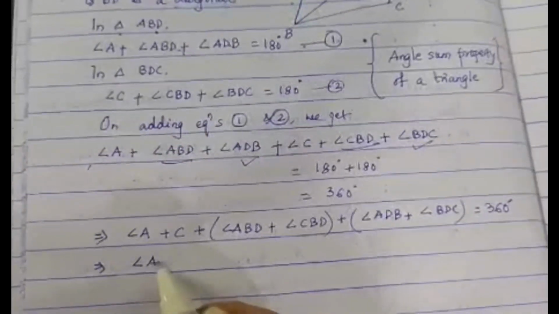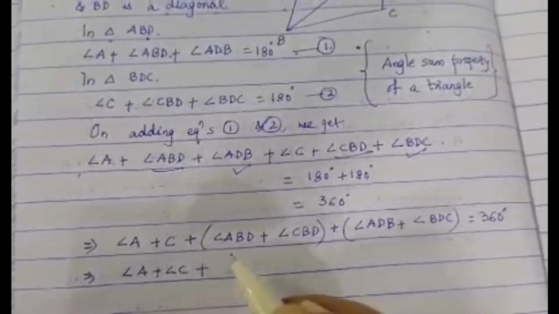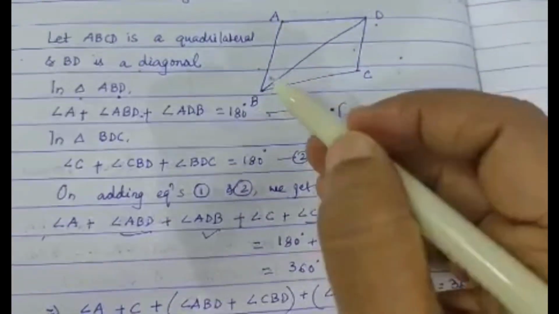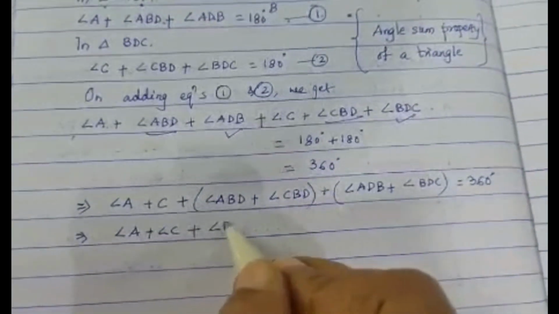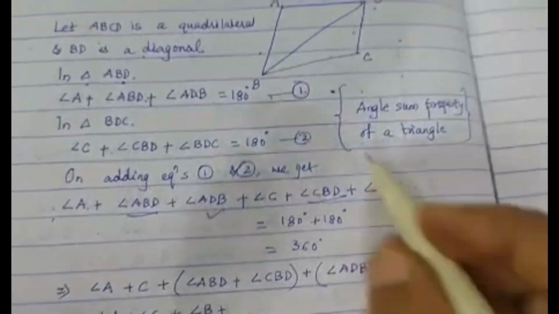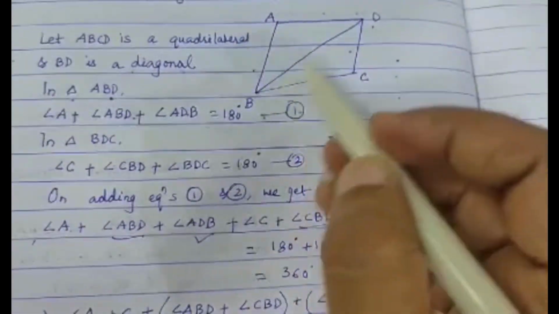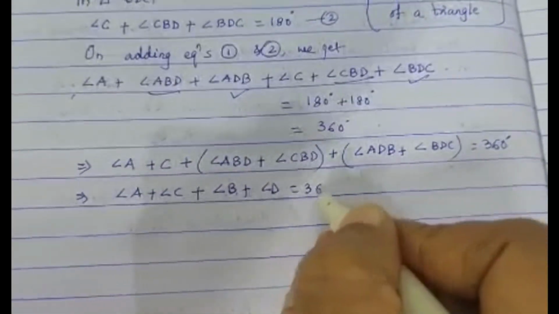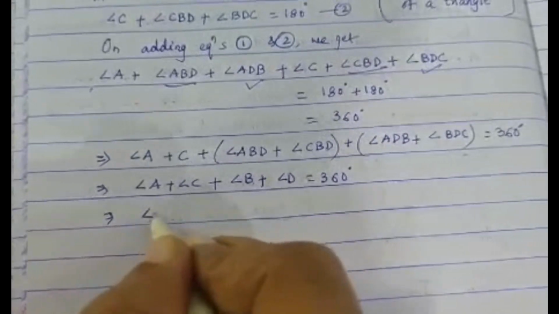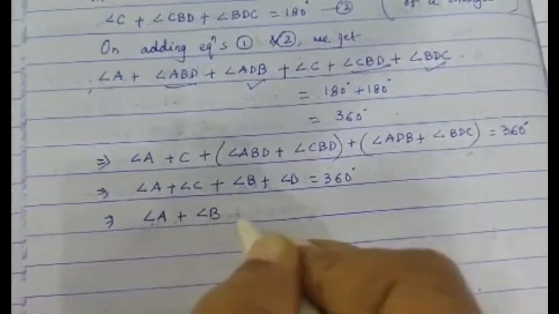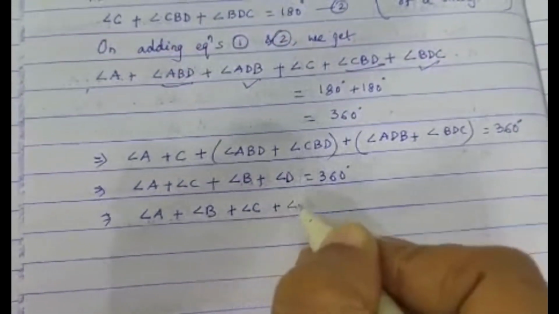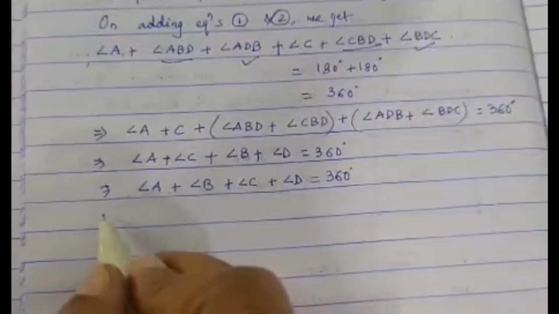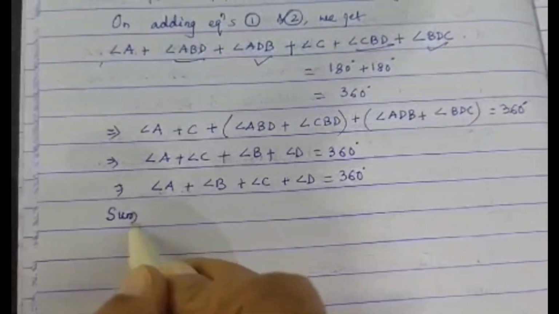This implies angle A plus angle C plus angle ABD plus CBD. So ABD plus CBD, that means angle B. Here ADB plus BDC, that means angle D. So angle A plus angle B plus angle C plus angle D is equal to 360 degrees. So we can say that the sum of the angles of a quadrilateral is 360 degrees.